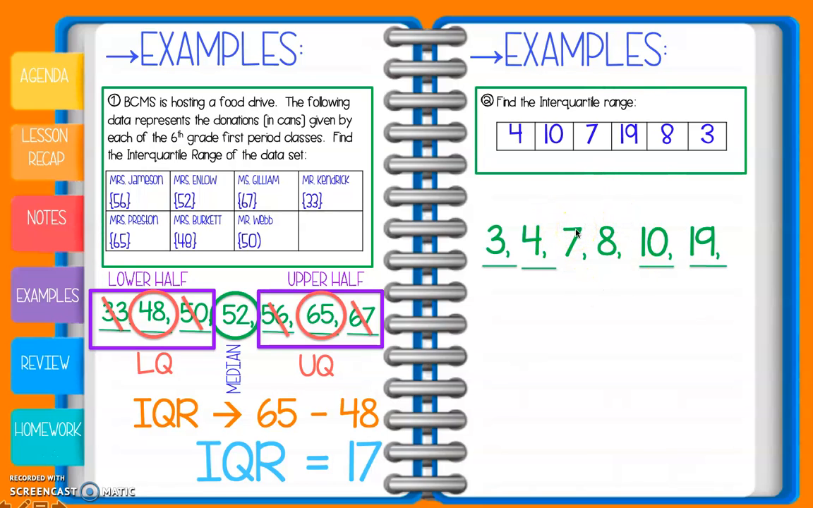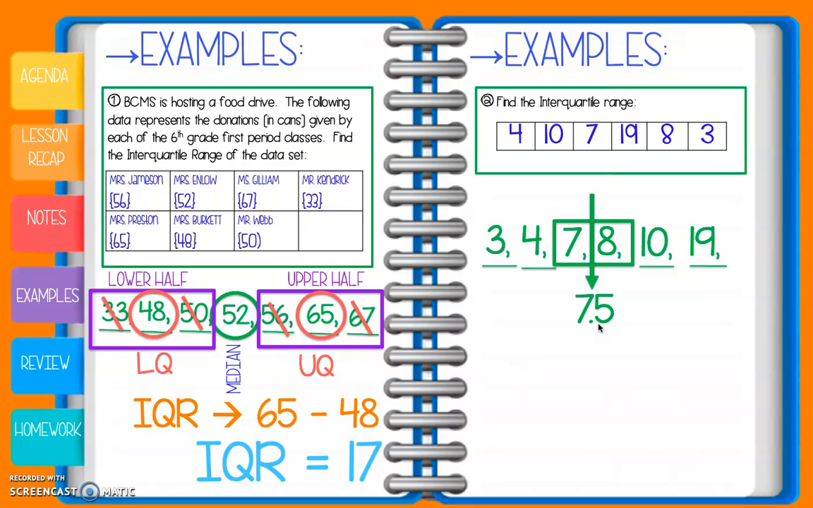So if you think back to when we learned how to find the median, if there are 2 numbers left in the middle, what we're going to do is add those 2 together, so 7 plus 8, and then divide by 2. When we do that, we get a median of 7.5. So I'm going to insert that median, 7.5. The median of this data set is 7.5.